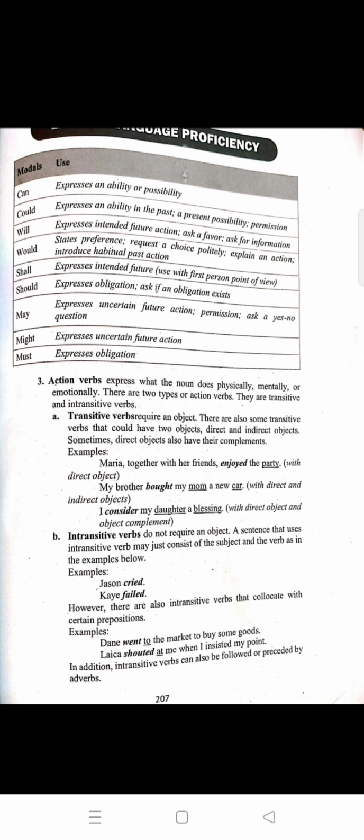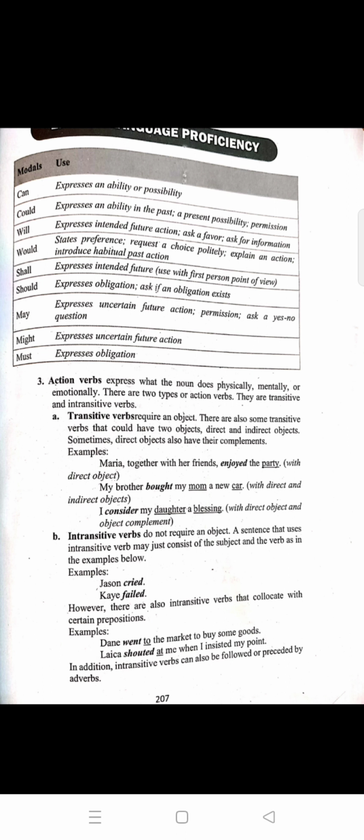Now, could expresses an ability also, but it's in the past, a present possibility or a permission. So, I could give you something, so you are just expressing a present possibility. Next, will. Will expresses intended future action, asking a favor and asking for information. Say, for example, will you marry me? You're not asking, will you marry me, because you are not sure of it. You are asking, will you marry me, because there is an intention or a purpose within. So that's the use of will.